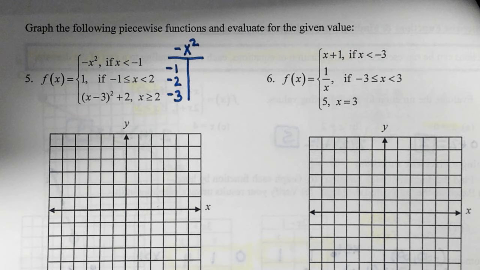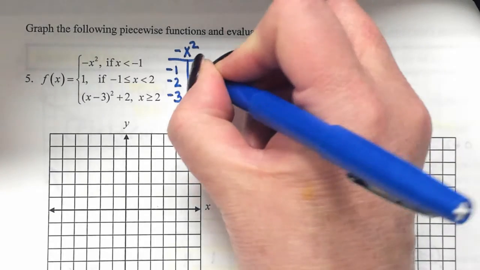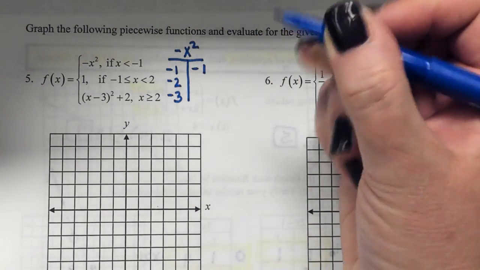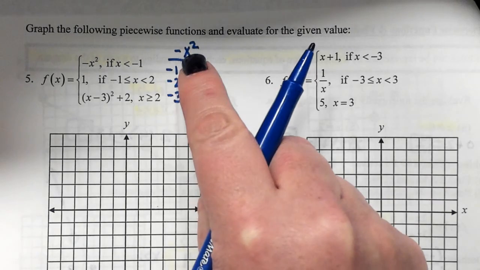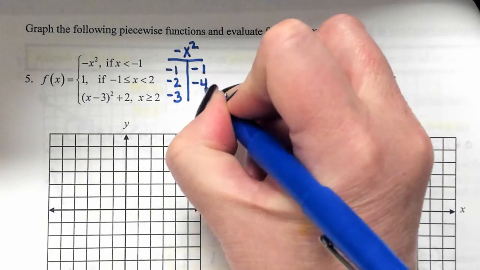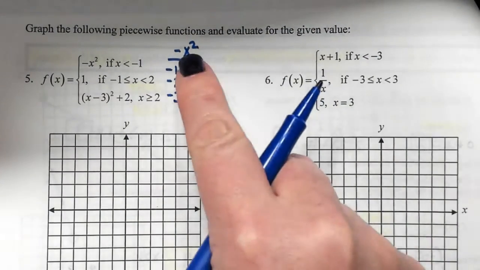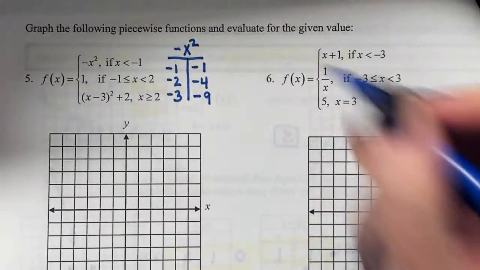Remember, be careful here. You're squaring the x values, but are we squaring the negative sign that's in front of x squared? No. So when I plug in negative 1 and I square it, that's going to give me still a negative 1. When I plug in a negative 2 and square it, that's still going to give me a negative 4. And then I plug in negative 3, that's a negative 9.